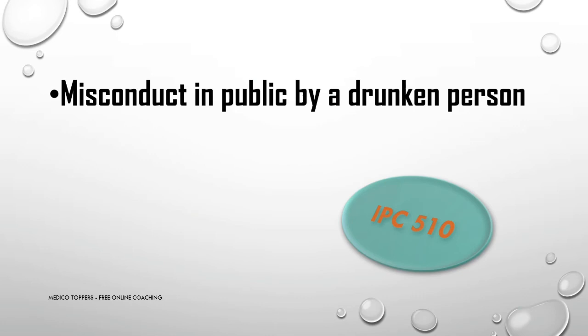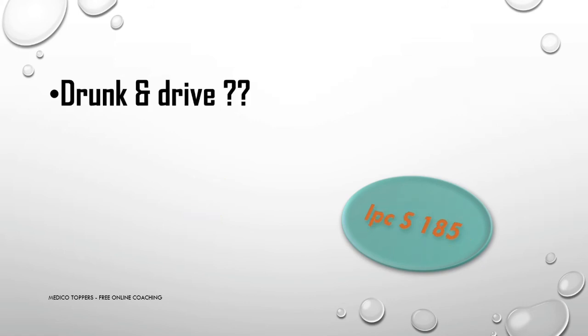If a drunken person creates misconduct in public, that is punishable under IPC section 510, and as per the act they can get imprisonment up to 24 hours. Next comes drunken driving. As per the Motor Vehicle Act, section 185 talks about drunken driving, and this is punishable if the blood alcohol level is 30 milligram.